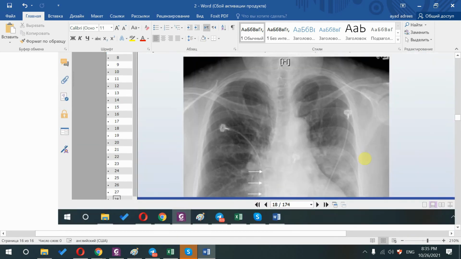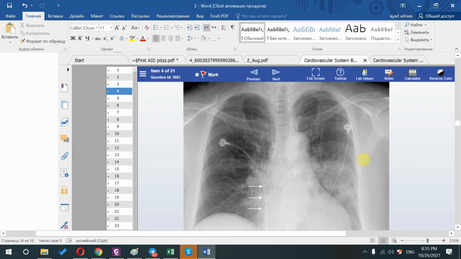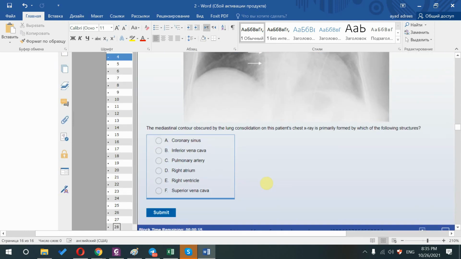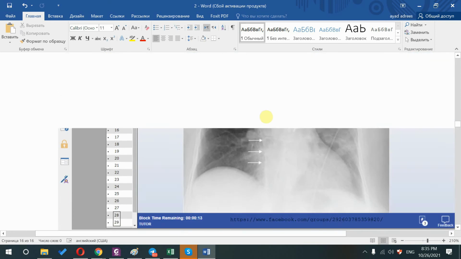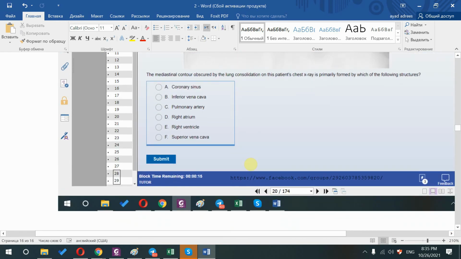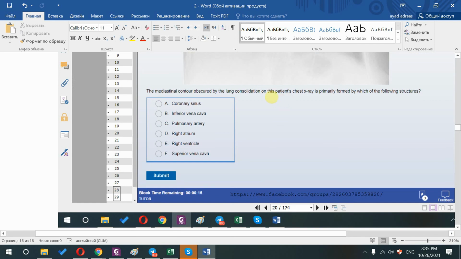They show you the following X-ray. And they show you this area where you can see a lot of stuff. Yes, guys, there's some form of consolidation here. And they tell you a mediastinal contour obscured by lung consolidation was seen on the chest X-ray, which is this thing. This is consolidation of the lung, and it's pushing the heart from its right margin. And they ask which of the following makes up the right margin of the heart.